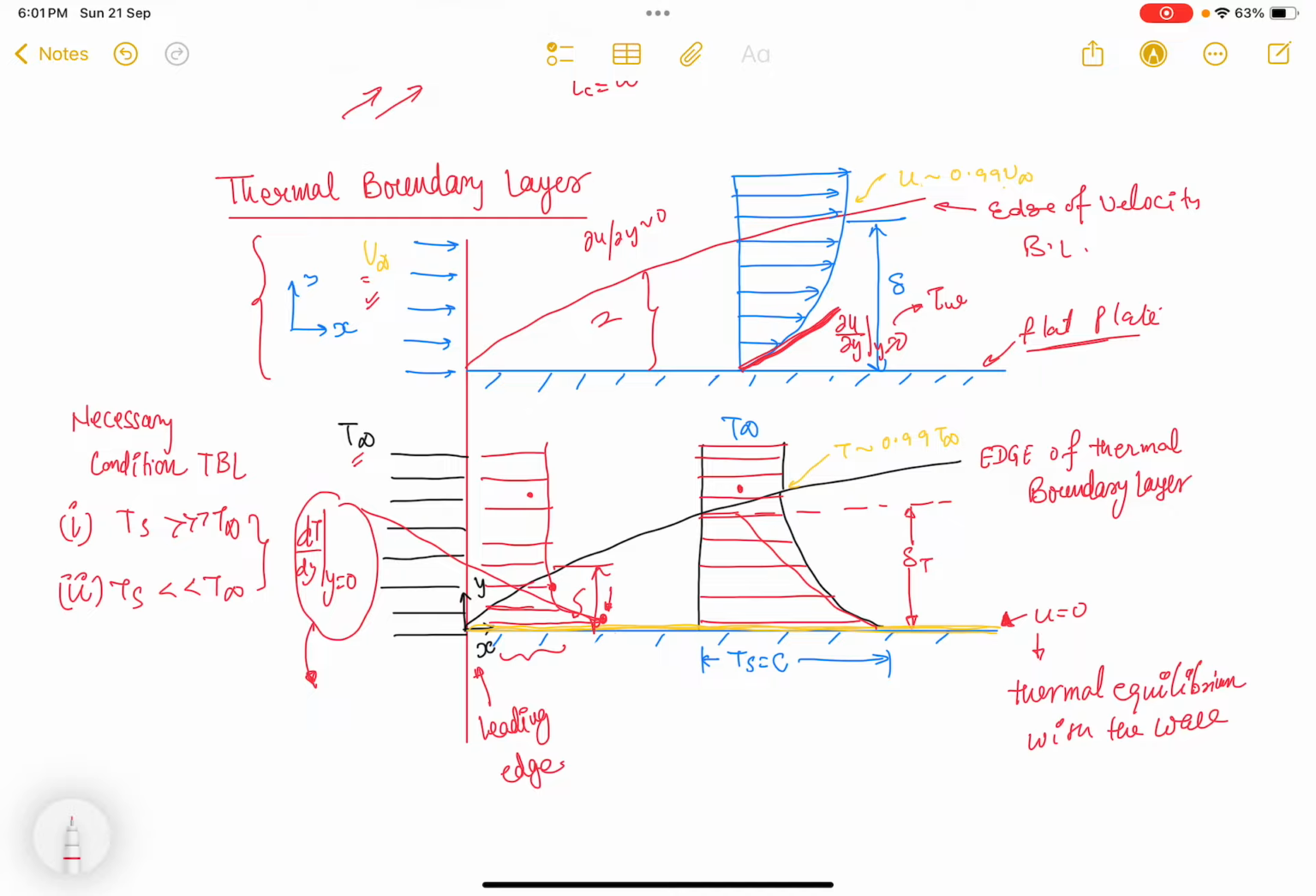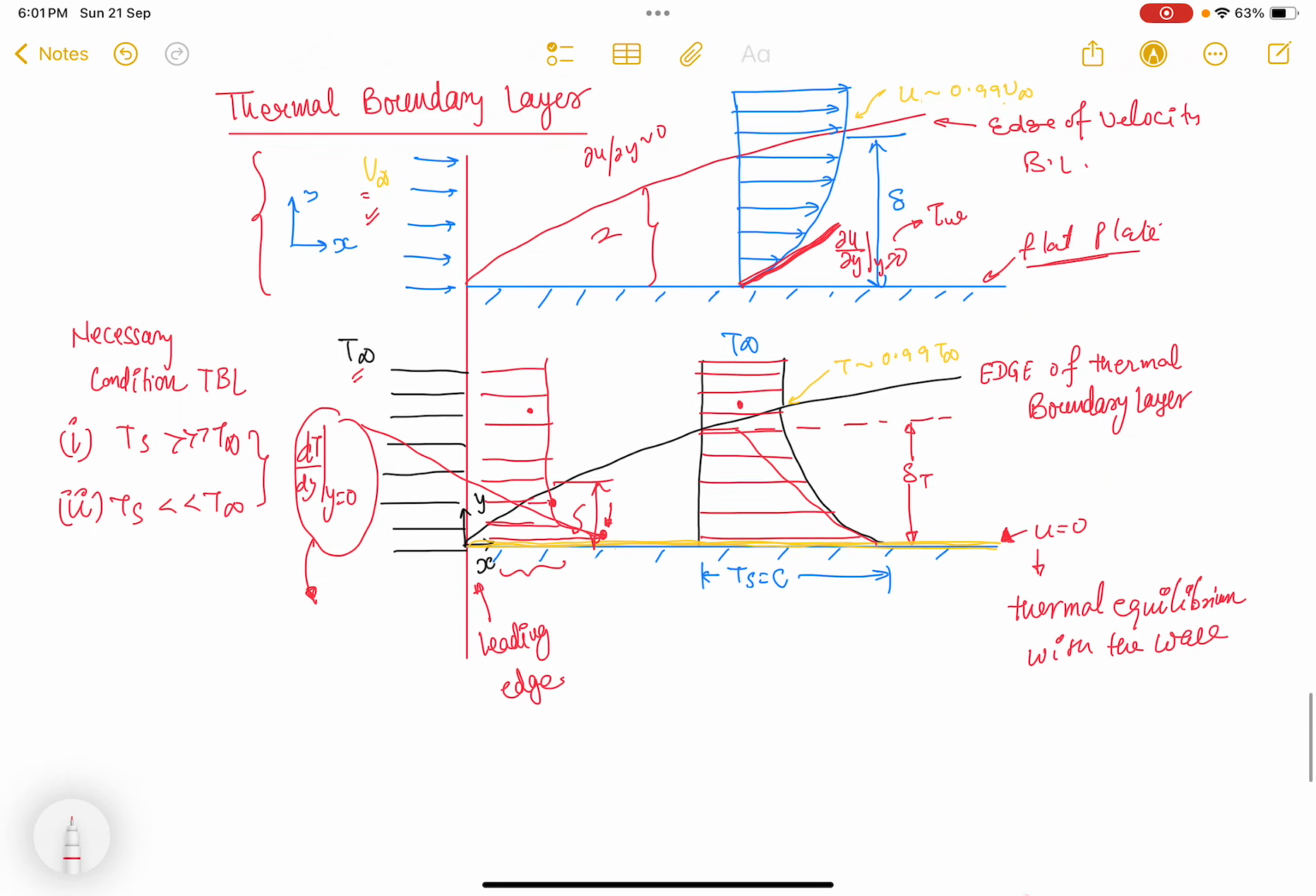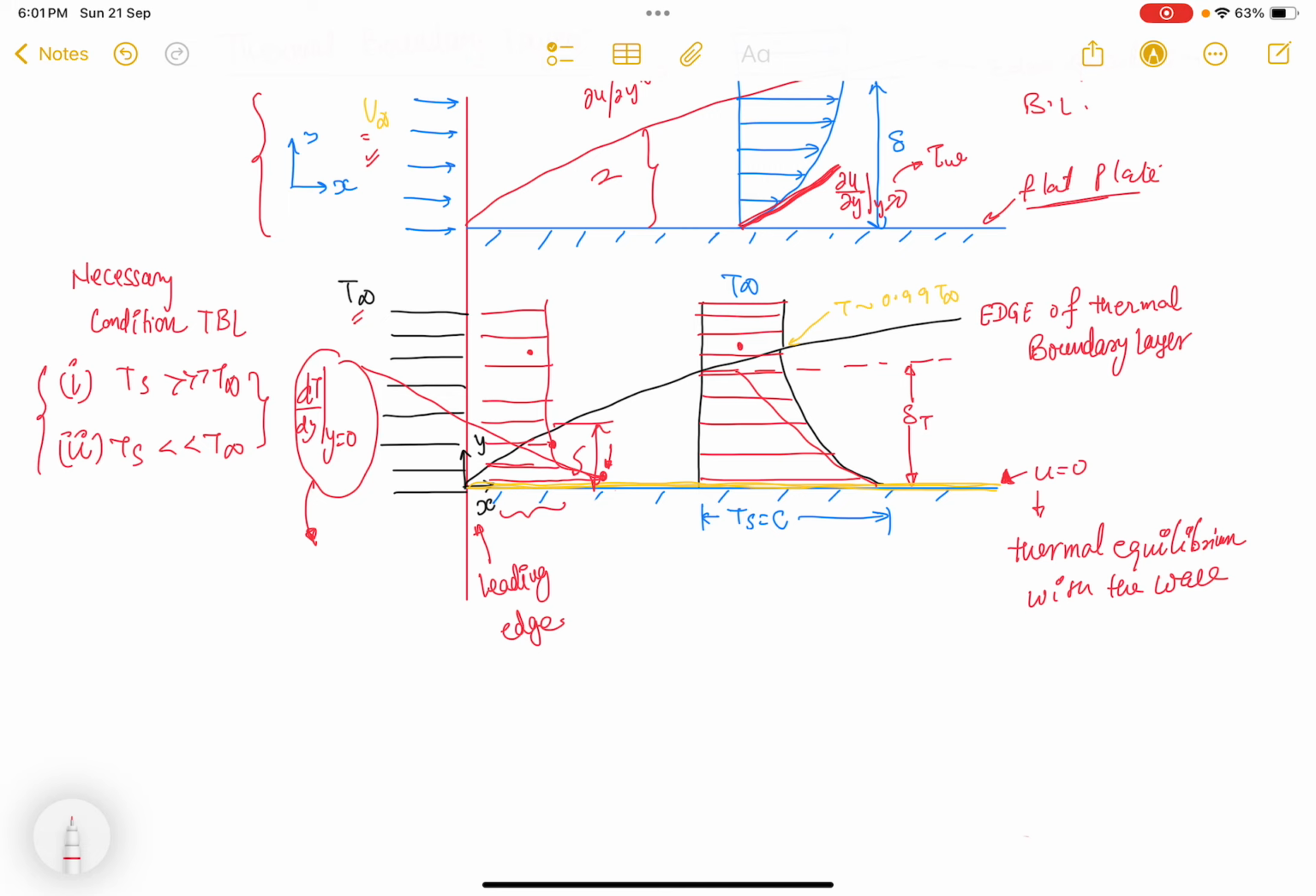So temperature gradients will be present when the surface temperature of the plate and the fluid temperature are significantly different. If they are both at the same temperature, then no thermal boundary layer will form at all. So this is the necessary condition for formation of thermal boundary layer, that surface temperature and the fluid temperature should not be the same.